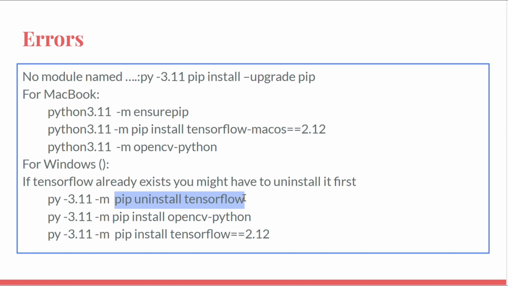If things are not working, if you have errors running the program, you'll want to uninstall TensorFlow and install OpenCV Python, and then install TensorFlow 2.12. This will also install Keras 2.12, so you really don't need to install Keras yourself unless you want to do it manually. That's up to you. I found that it worked for me without using this half of the command.